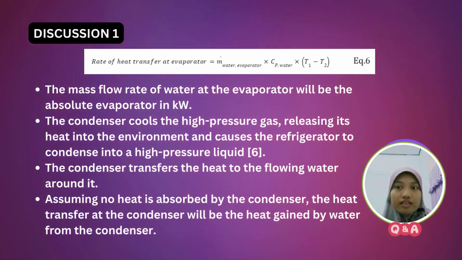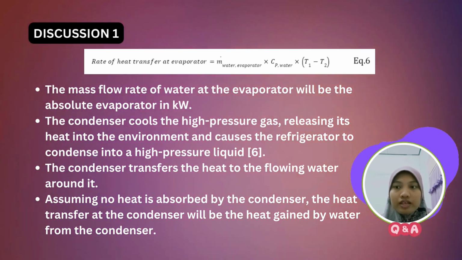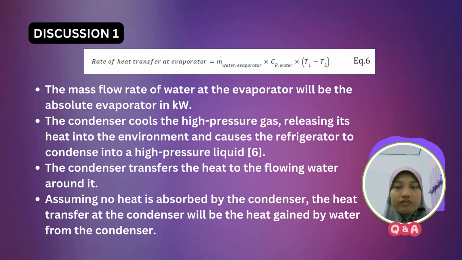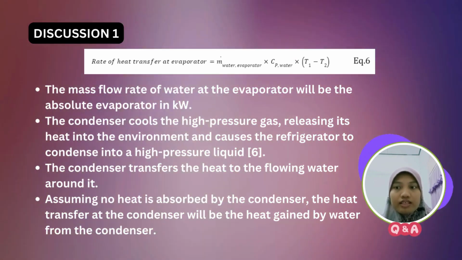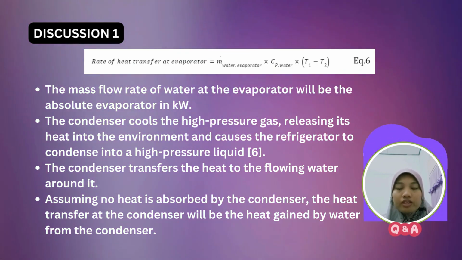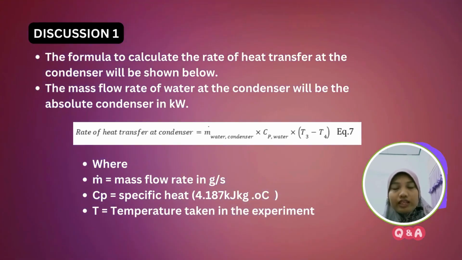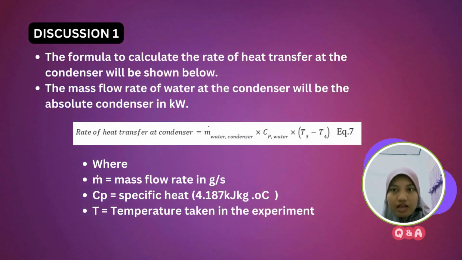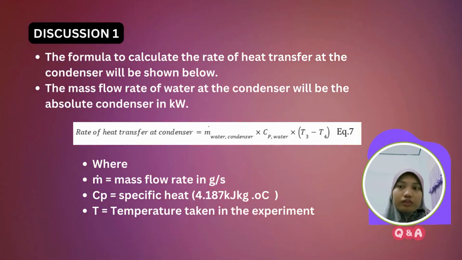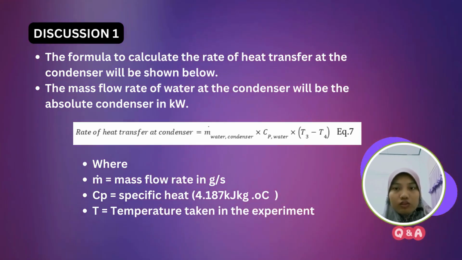So assuming that no heat is absorbed by the condenser, the heat transfer at the condenser will be the heat gained by the water from the condenser. The formula to calculate the rate of heat transfer at the condenser is shown as below. The mass flow rate of water at the condenser will also be the absolute condenser in kilowatt.